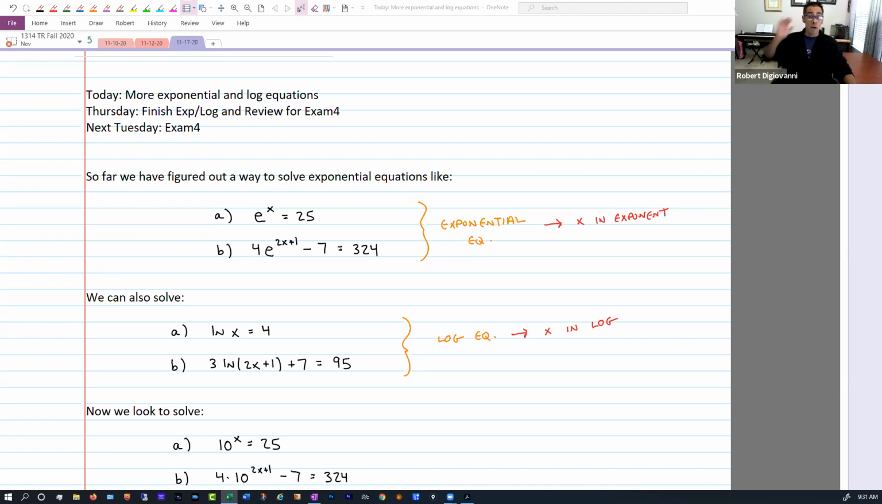Okay, so we have kind of a layout here of what we're going to be doing today. We're going to do more exponential and log equations with some word problems in there. Thursday, we're going to finish up everything and start looking at the review for the exam, which is going to take place a week from today. So that's what we have in store for us. Are there any questions over anything?